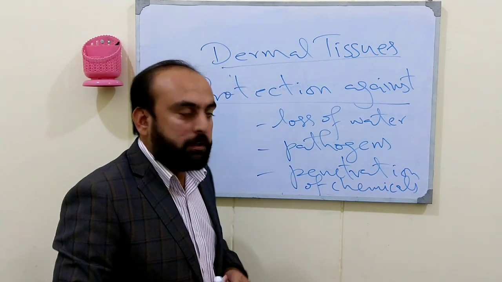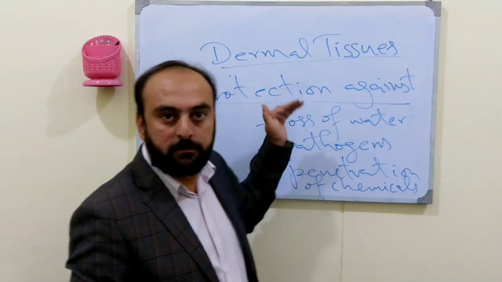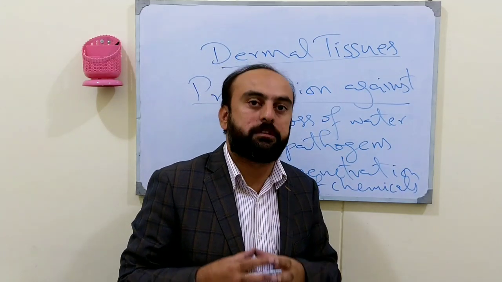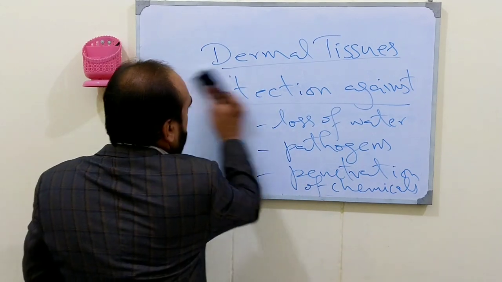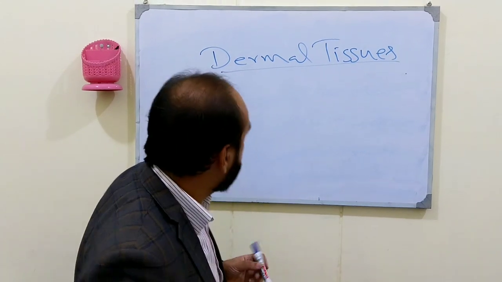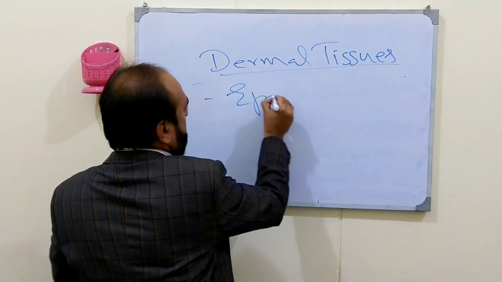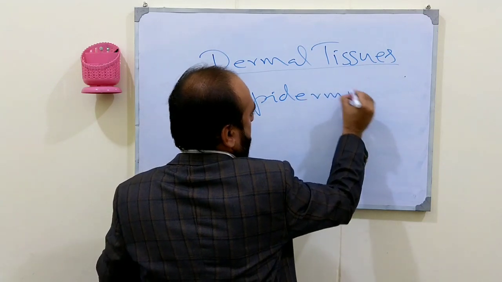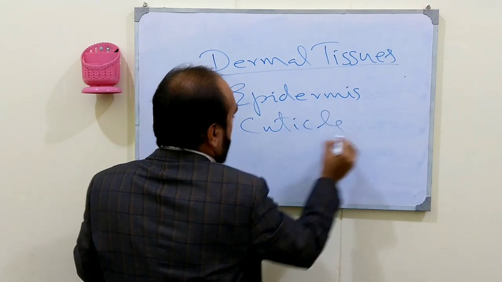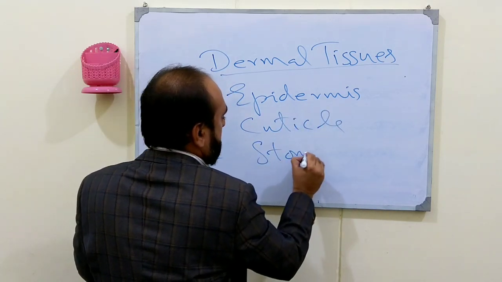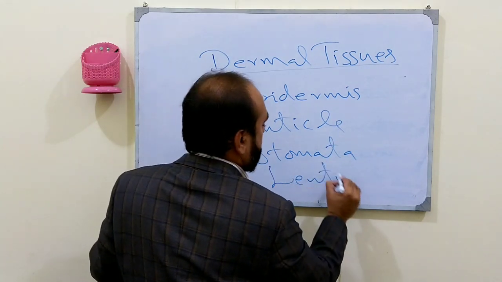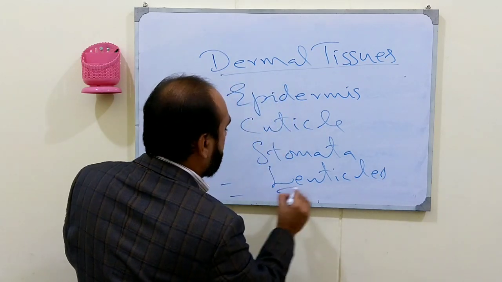So dermal tissues, for these reasons, are also called protective tissue, that is in direct contact with its physical environment. The dermal tissue consists of different elements like epidermis, cuticle, stomata, lenticels, and trichomes.